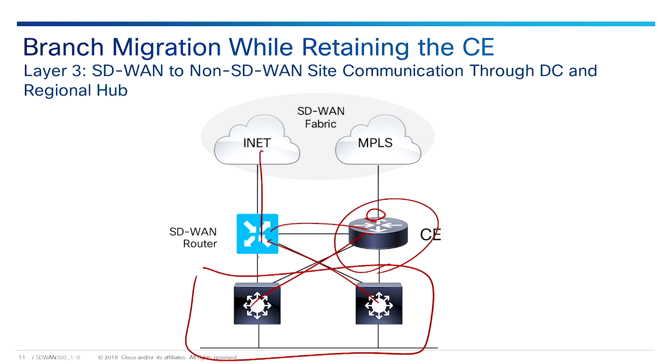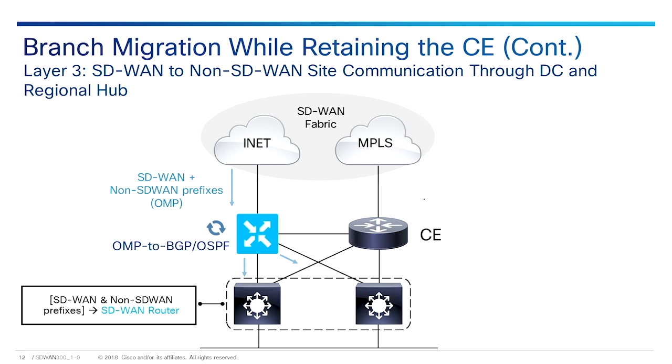In this case, a single connection between SD-WAN router and CE is required instead of two, and we'll show you why in a second. During the cabling and physical setup, traffic is not disturbed and continues to be routed through the CE. We have made some physical connections, but we're not modifying any of the routing or anything else on the CE device.